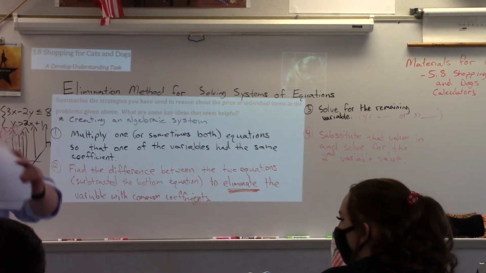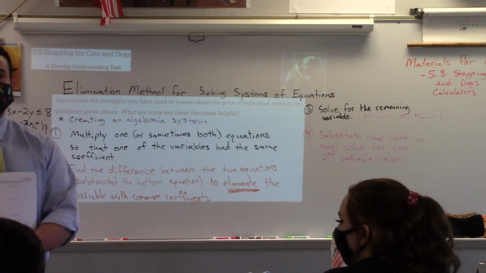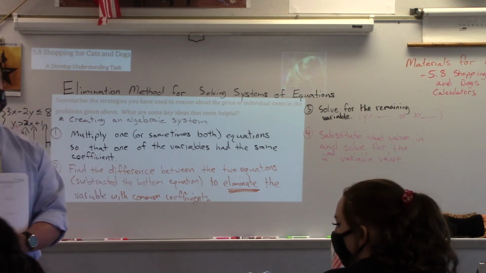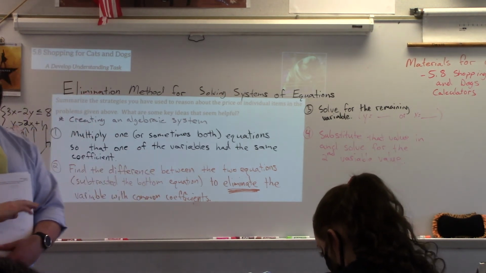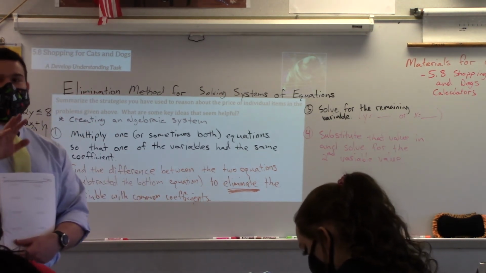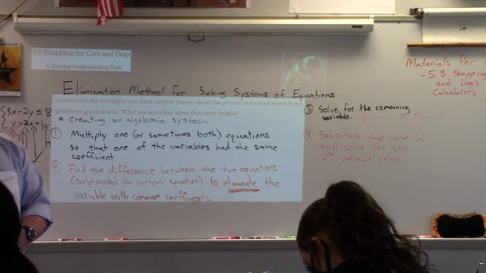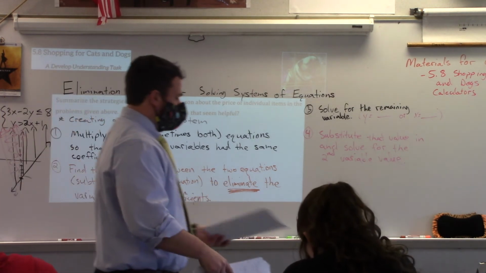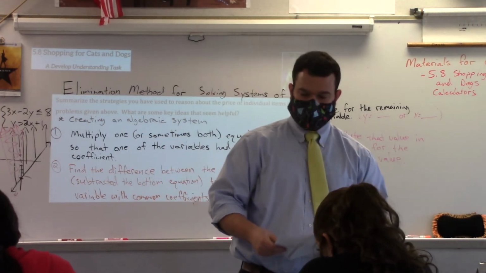What I want you to do with the remaining time is talk with your group and identify which two systems you want to do by graphing, which three you want to do by substitution, and which three you want to do by elimination. You don't have to solve them. Just identify which ones you're going to do each way. Does that make sense? Once you, as a group, identify those things, you are done for the day.